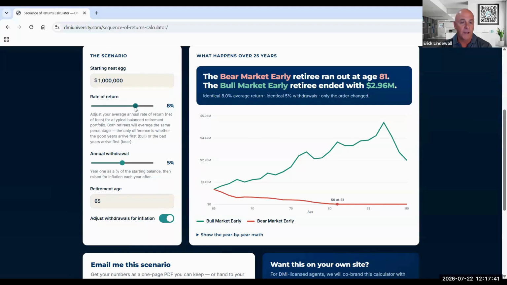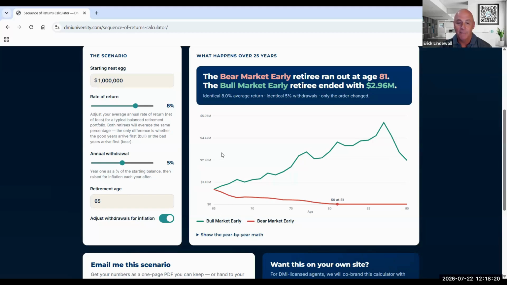So we think we can earn about 8% a year. I would submit to you that for a retiree that maybe is investing in a balanced portfolio, 8% net of fees might be a little ambitious, but I'm going to go ahead and leave it there. Let's assume I'm really lucky and I'm going to average 8% per year. My annual withdrawal is 5%, and we're going to adjust my withdrawals for inflation. These two lines represent what is going to happen to my portfolio based on whether I retire with the bear market happening early or a bull market happening early.